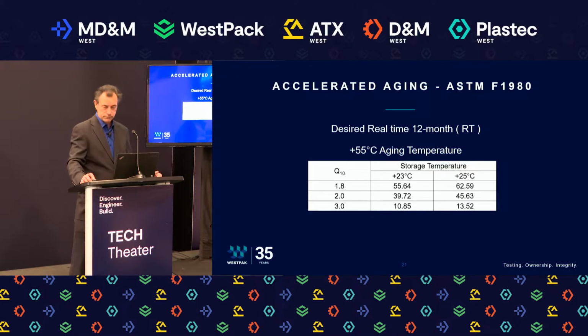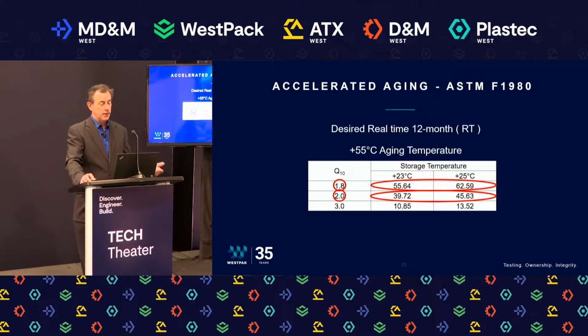So here, there we go. These are Q10 values found in the standard. They say 1.8, 2, and 3. 1.8 would be very conservative, and the storage temperature and difference in time for the same 12-month period is about 63 days at 25 and 56 days at 23. And as we keep going up, the time period gets shorter. So just an illustration as to how these factors can make a great difference in our accelerated aging protocol.